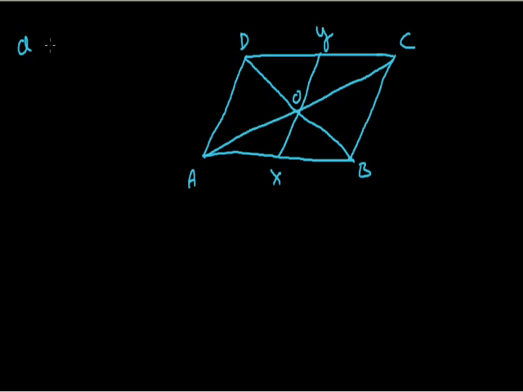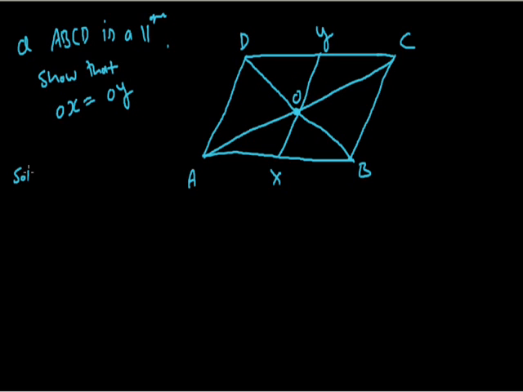So in this figure we are given a parallelogram ABCD, and the diagonals AC and BD intersect at the point O, and there is a line XY passing through O and intersecting AB at X and CD at Y. In this question we have to show that OX is equal to OY.